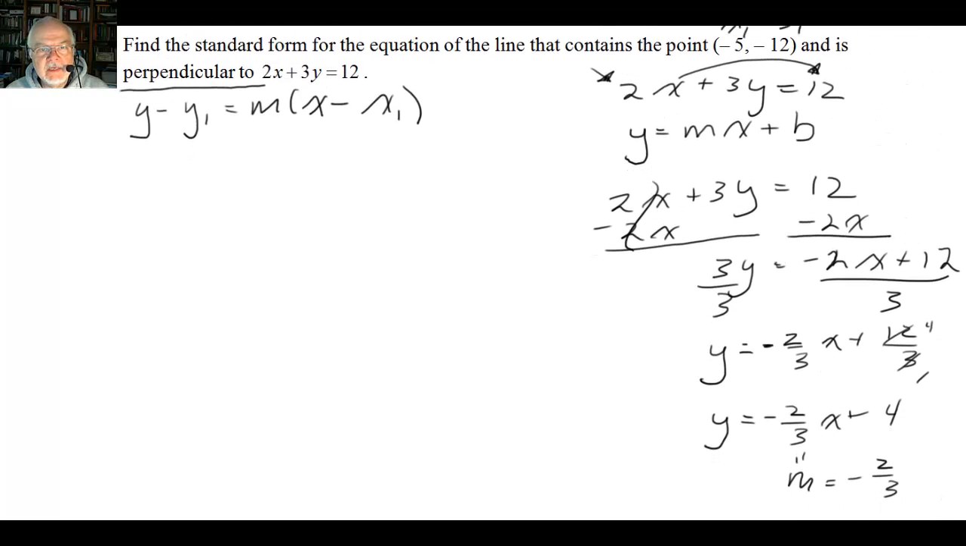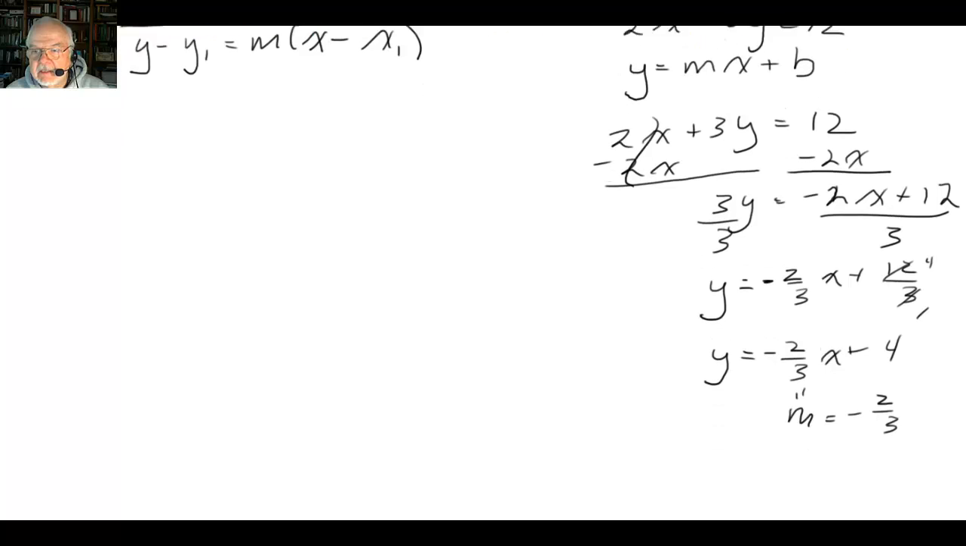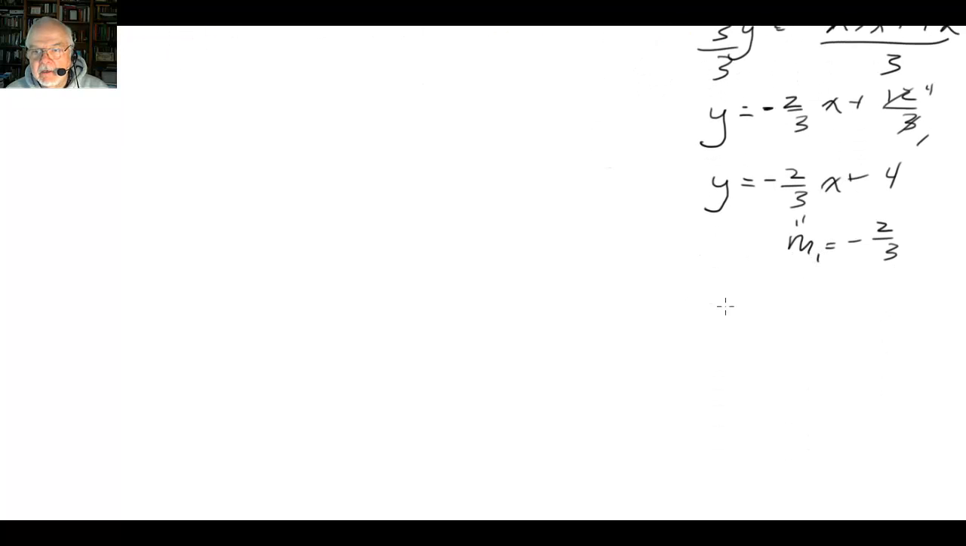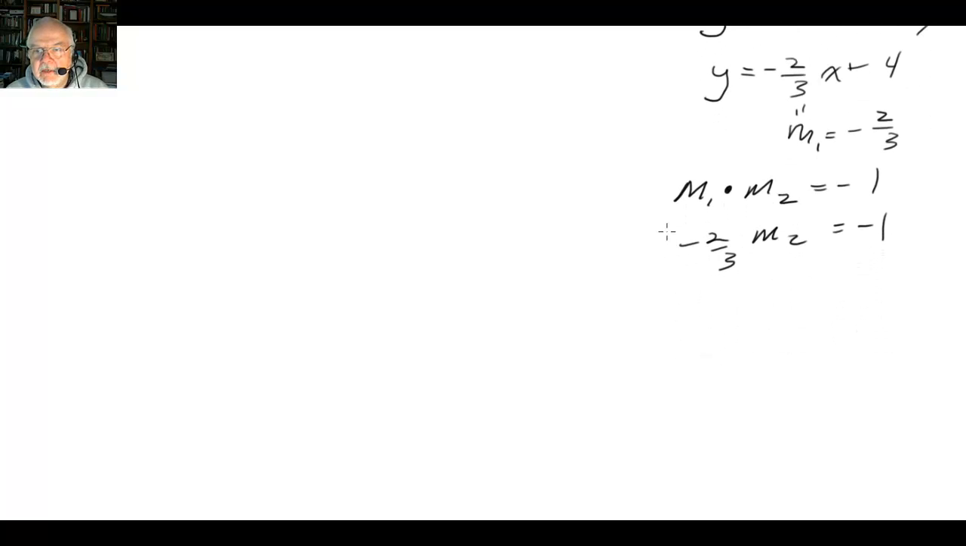We want a slope that's perpendicular to this line. Let's call this m1. We know that m1 times m2 has to equal -1. So -2/3 times m2 has to equal -1. What do we do? I have to get rid of this, so I multiply by its reciprocal, which is -3/2, and of course I have to do that to both sides.